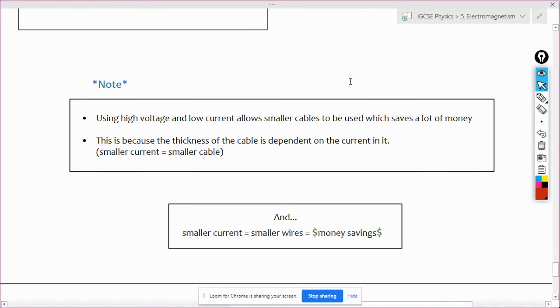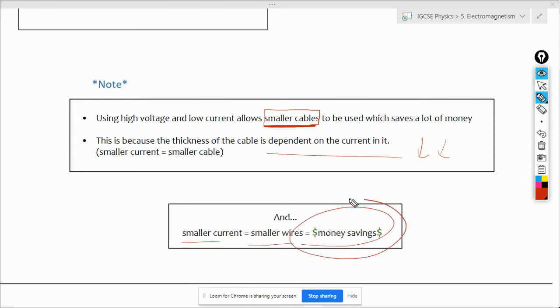So using high voltage and low current, there's a few things. Not only does it minimize power loss, but it also allows you to use smaller cables because you don't have a large current. If you had a large current, you'd need large cables. So we have small current, which allows them to use smaller cables. And when you're running cables for hundreds and hundreds of kilometers, having them a little smaller will save you a lot of money in the long run. The thickness of the cable is dependent on the current in it. So if you have a very small current, you can have a very small cable. Smaller current means smaller wires, which means money savings.